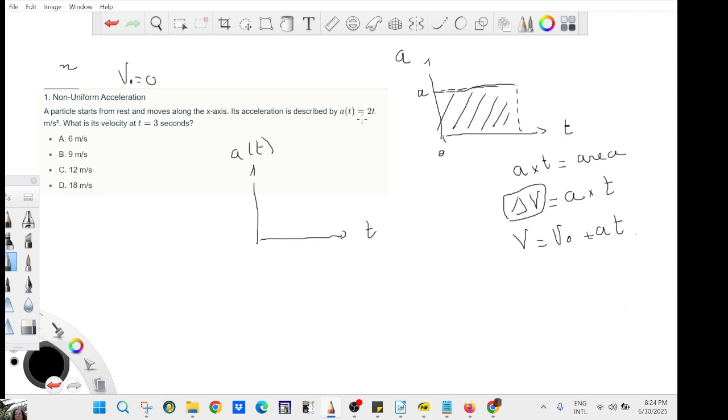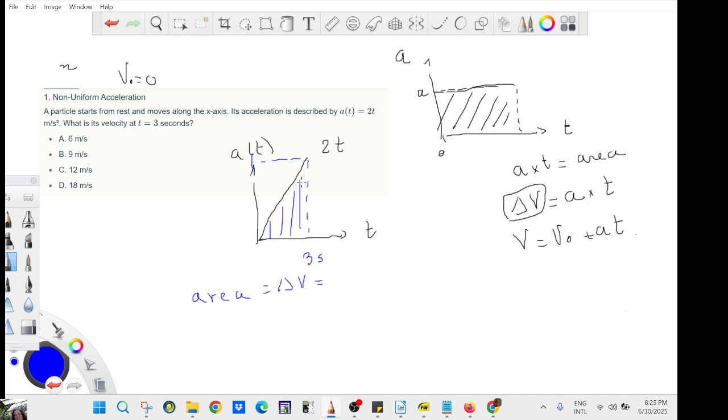You see it's not constant, okay? It's a linear equation, 2t. So it's going to be something like this. Okay, so 2t, the slope is 2. And we have the time elapsed, which is 3 seconds. So after 3 seconds, the acceleration will be 6, but it keeps increasing. So the change in velocity that will happen is just this area here.